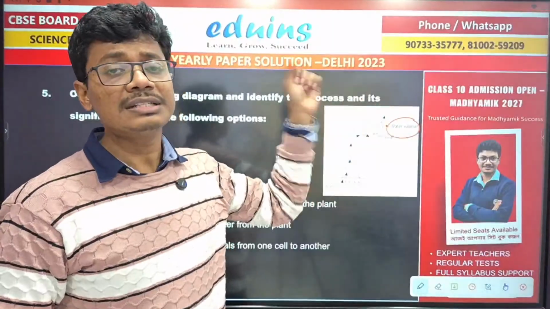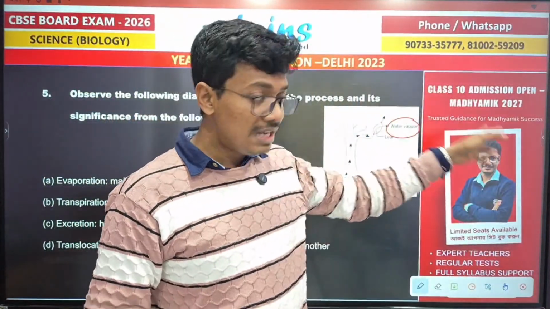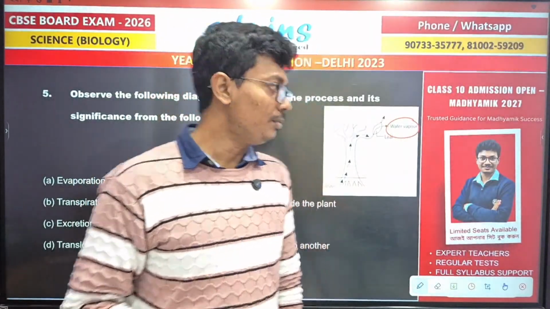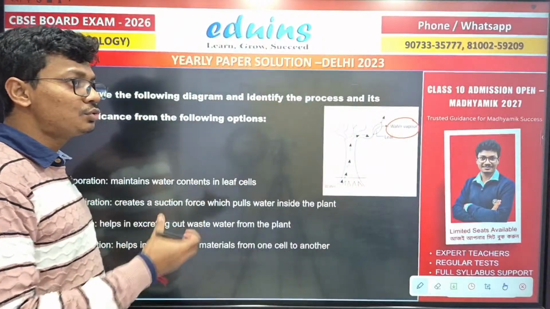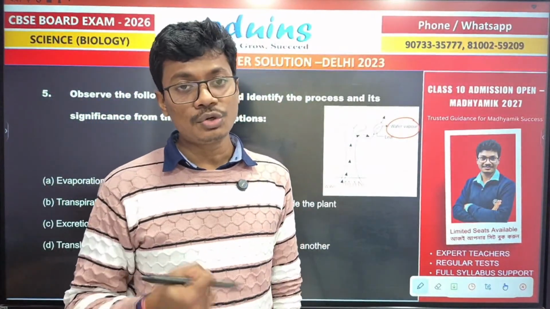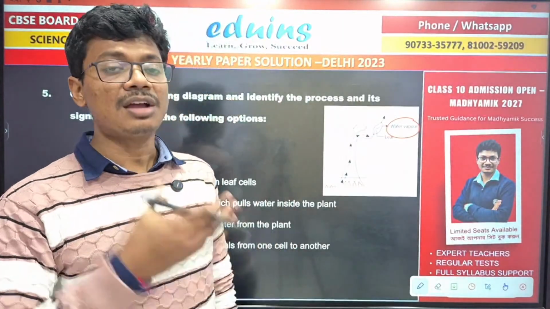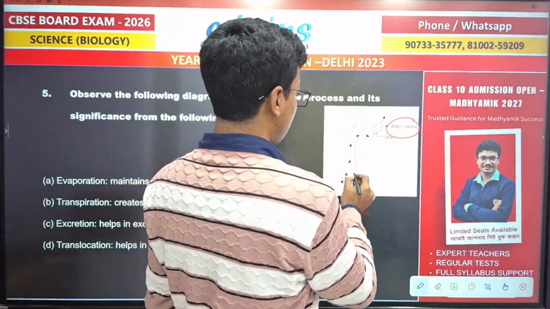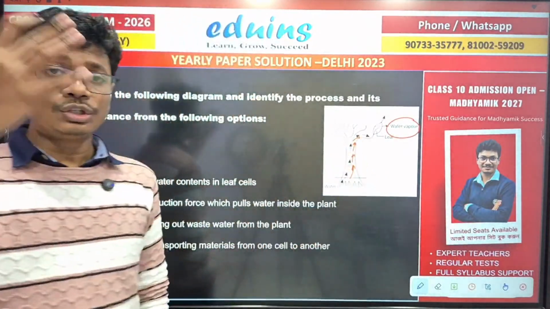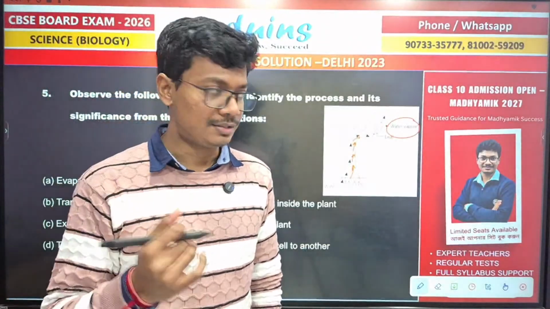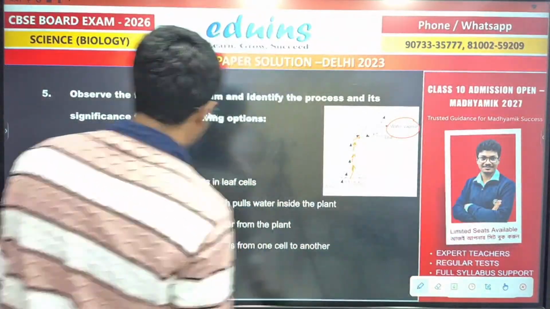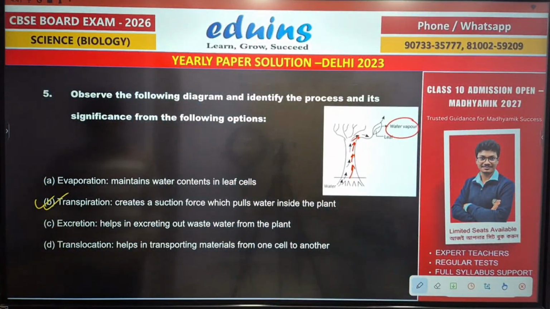The excess water vapor is released from the leaves, and this creates a vacuum, which is responsible for creating the suction force known as transpiration pull. And this suction force helps the absorbed water to reach the topmost part of the plant. So option B is the correct answer.